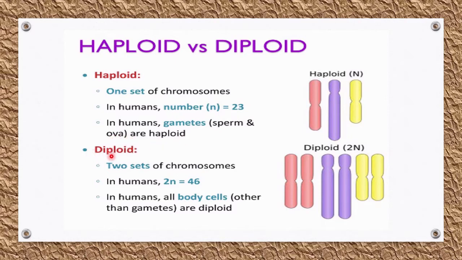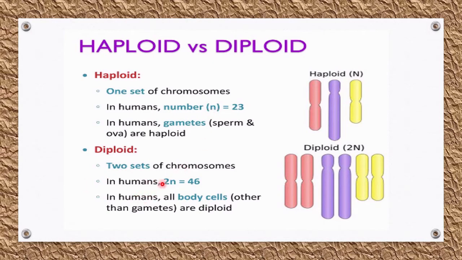Now next is diploid cells. In the case of diploid cells, there are two sets of chromosomes. Here you can see 1 and 2. All chromosomes found will be in sets, two sets. By this we can say in humans 2n. This is the indication of a diploid structure, 2n, and for haploid it is indicated as just a small n.